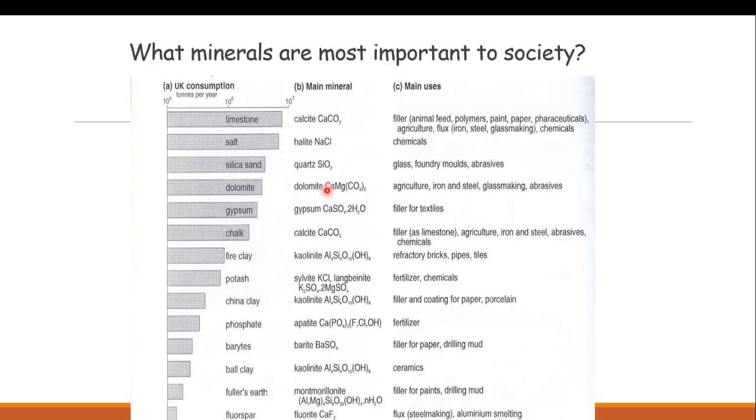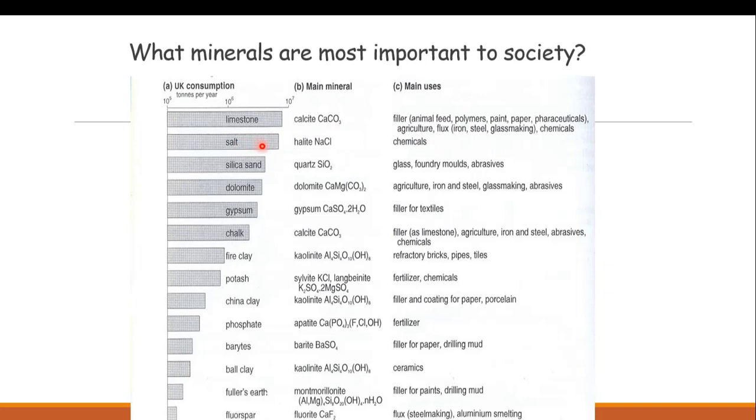What minerals are most important to society? In this picture, as you can see, this is the UK consumption in tons per year, and we have the main mineral properties and the main uses of these specific minerals. For example, number one, we have limestone. The main mineral of this is calcite, CaCO3. Main uses of limestone are filler, animal feed, polymers, paint, paper, pharmaceuticals, agriculture, flux, iron, steel, glass making, chemicals.